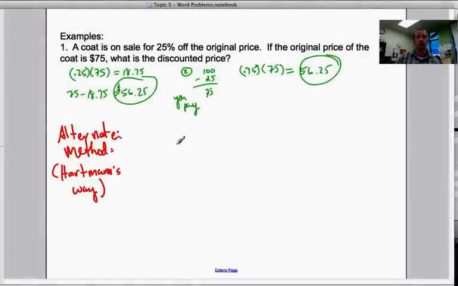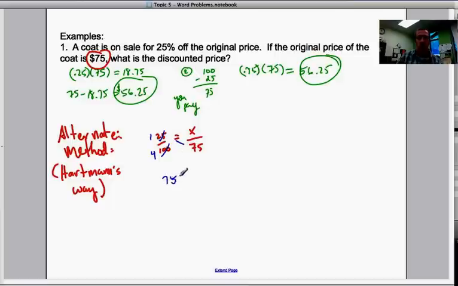Okay, so I want to briefly resolve these using Hartman's method, just so you guys get to see both. If you really like her way, you can go back and watch her other videos too. But if we want to pay 25%, 25 over 100 equals what out of $75? Alright, so then you can actually reduce this to make the multiplication easier. So we get 75 times 1 equals 4 times x. So you divide both by 4, and that gives you 18.75 equals x. So that is your discount price, and then you would do the 75 minus 18.75 gives you 56.25.